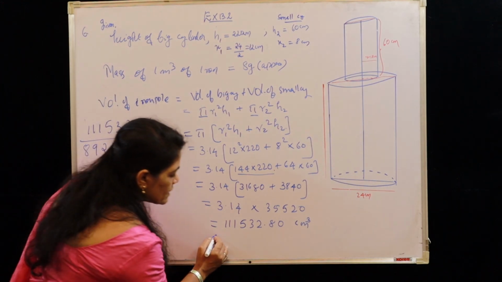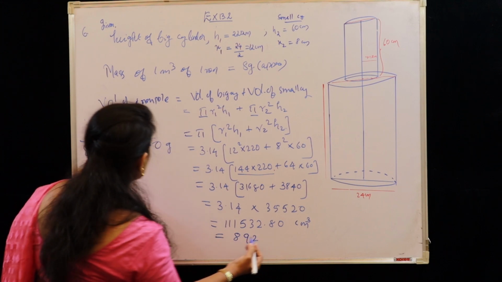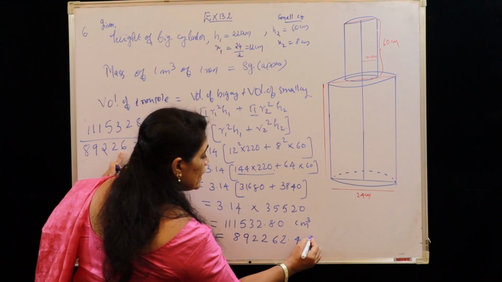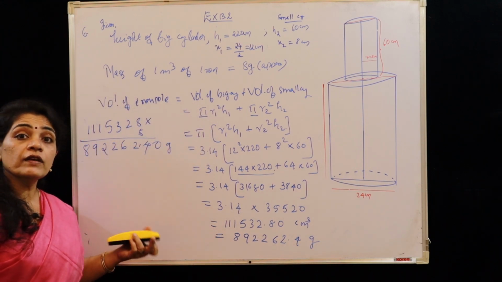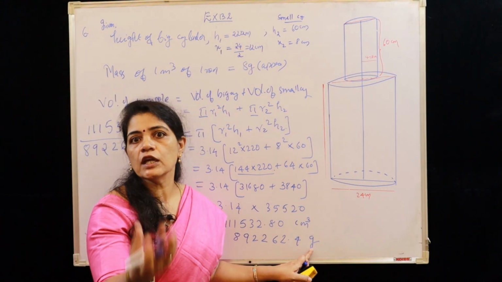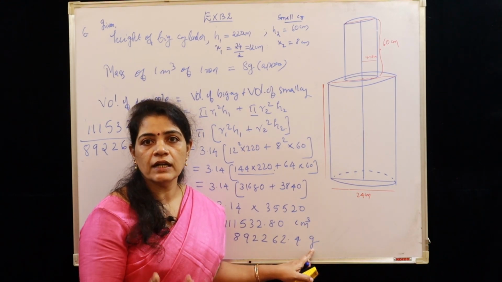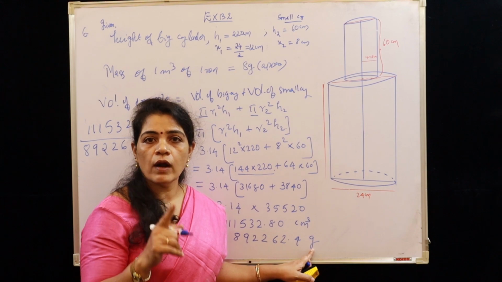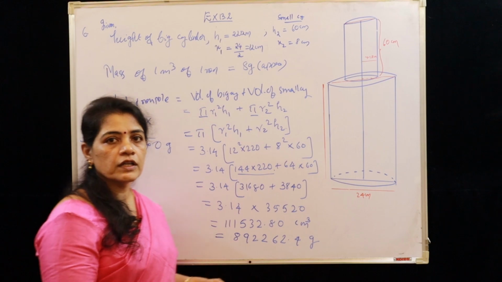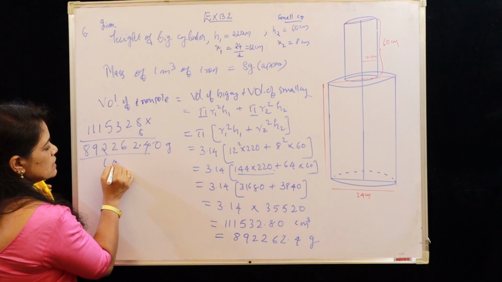So in the next step you can write 892,262.4 in gram. Then how can we convert this into kilogram? To convert the smaller unit gram into kilogram, you have to divide with 1000. To convert a big unit into a small unit, you have to multiply with 1000, because 1 kilogram equals 1000 gram. So here we have to divide with 1000 in order to convert this into kilogram.